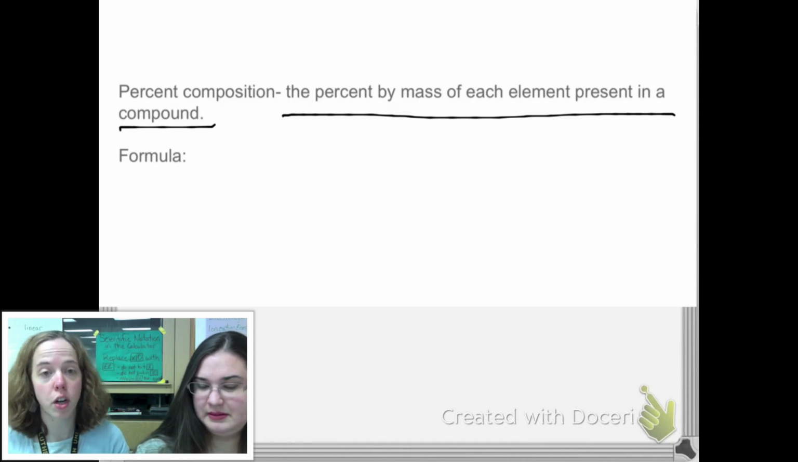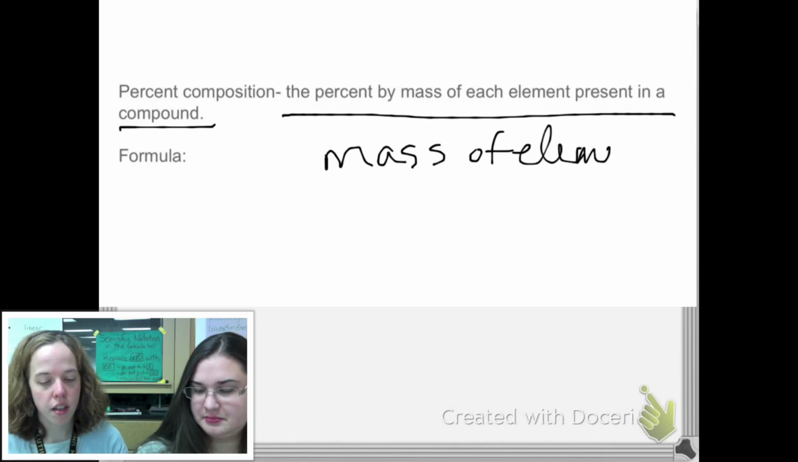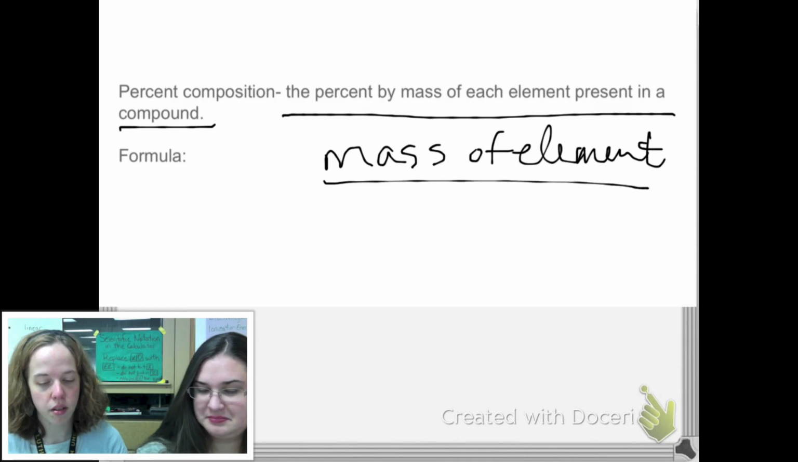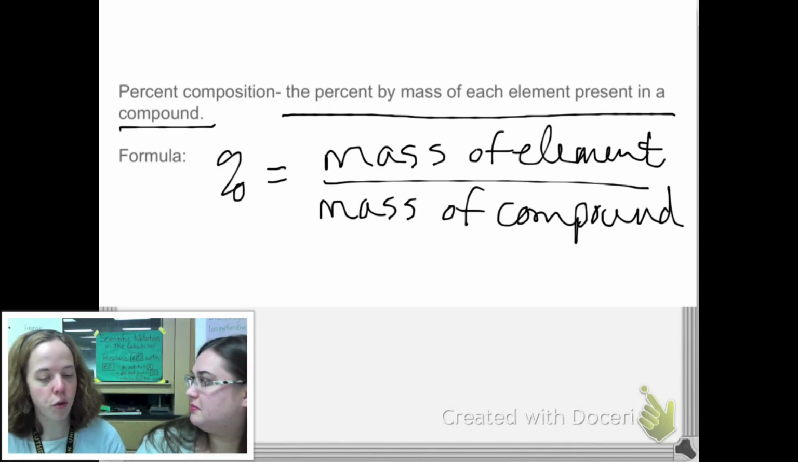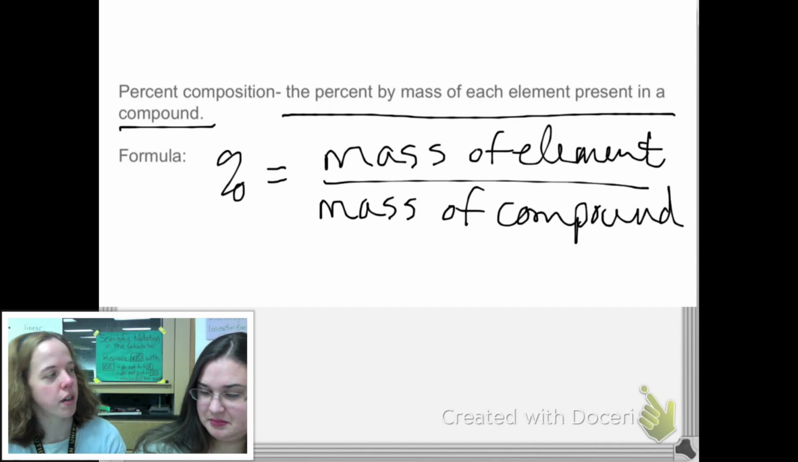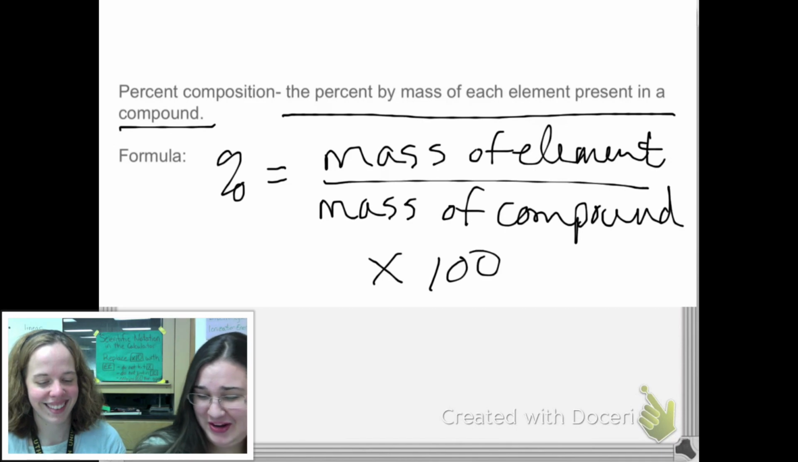We're going to get back into finding our molar masses, and our formula is going to be the mass of the element over the mass of the compound. And if we want to get that into a percent and not just a decimal, what are we going to have to do? How do we go from, because this will just give us a fraction or a decimal, how are we going to get that to be percent form? Times 100.